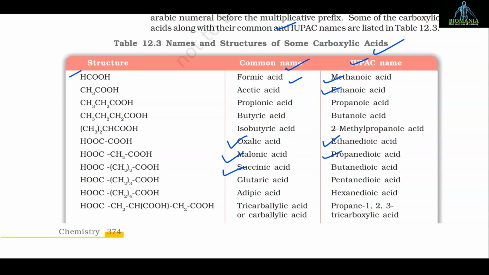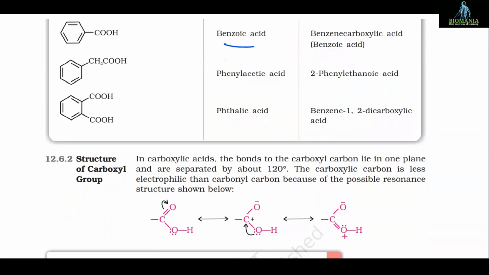Succinic acid, butanedioic acid. Glutaric acid, pentanedioic acid. Adipic acid, hexanedioic acid. Tricarboxylic acid, that is propane-1,2,3-tricarboxylic acid. Benzoic acid, benzenecarboxylic acid. Phenylacetic acid, 2-phenylethanoic acid. Phthalic acid, benzene-1,2-dicarboxylic acid.